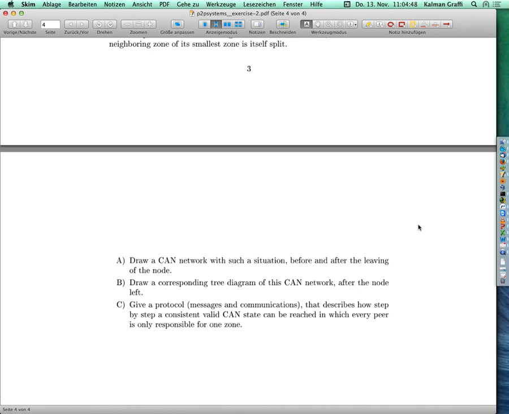So you always have to go down to the leaves before you can assign a new responsible node for the left node. So first you take over, and then you keep it until you find a good replacement. And you find a good replacement by going to your neighboring subtree, going down until you find two leaves on the same tree branch, and then you pick one of them, and the other one takes over the zone.